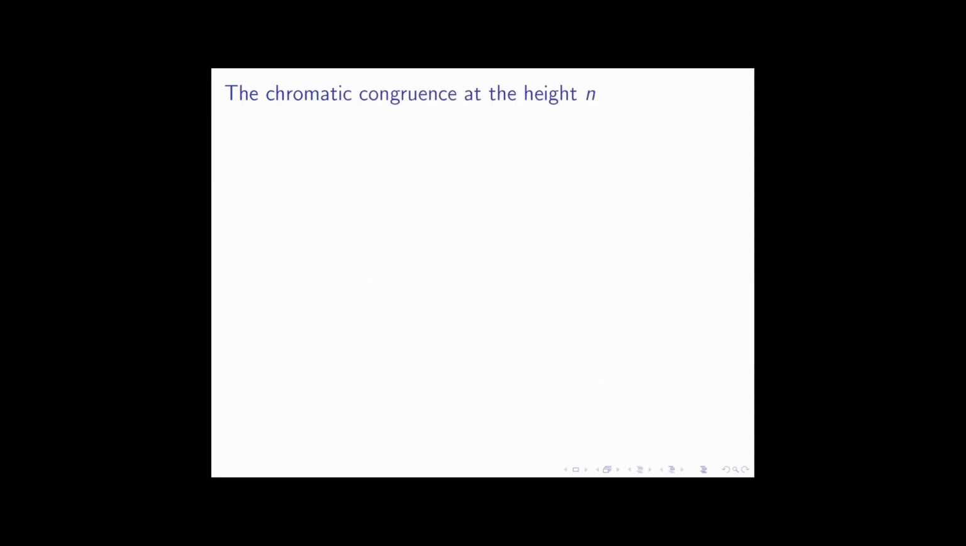Okay, so let me state what this congruence is. I call it chromatic congruence at height n, and I will explain why. It's not just a name for fun, it has something to do with chromatic stable homotopy theory and formal group theory. Okay, so commuting tuples, this is something I need to define for you. This is a very good helping device in this business.